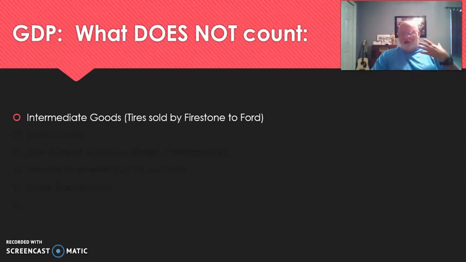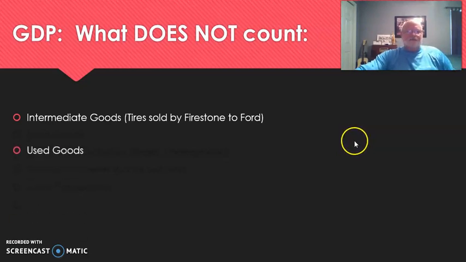Okay, so again, if you have any questions on intermediate goods, they can be slightly tricky. Most likely on the exam, they'll use the words intermediate good. They won't give you an example. And so an intermediate good doesn't go into GDP.